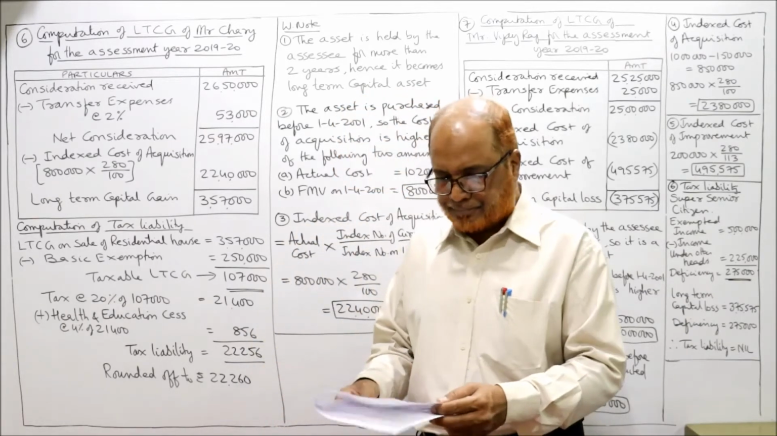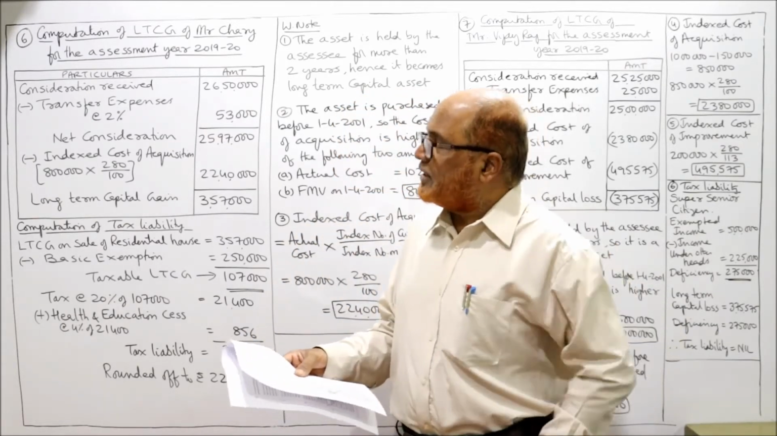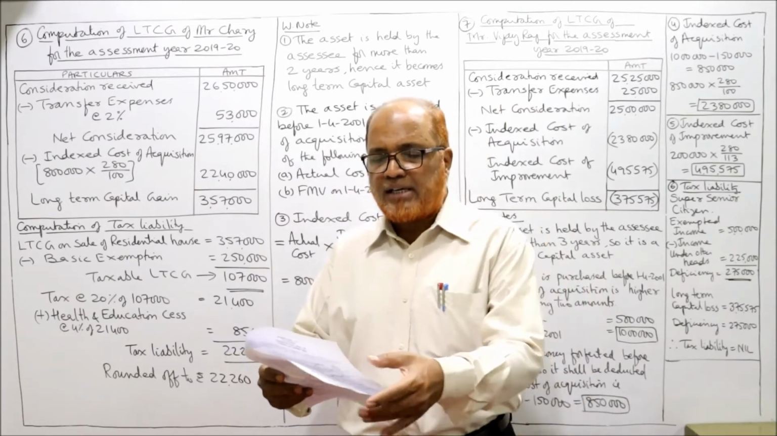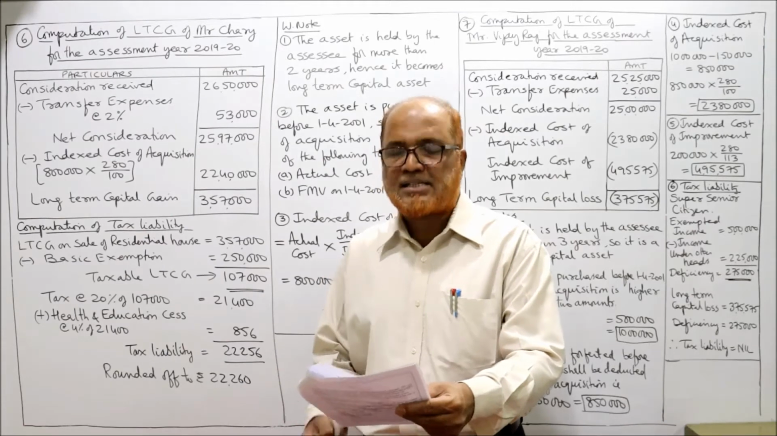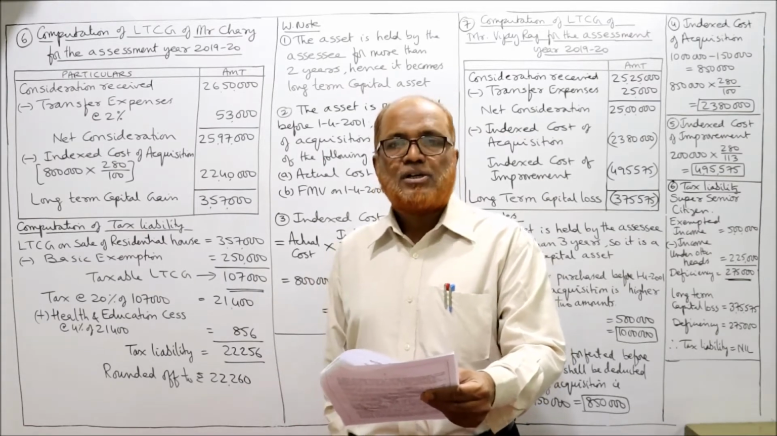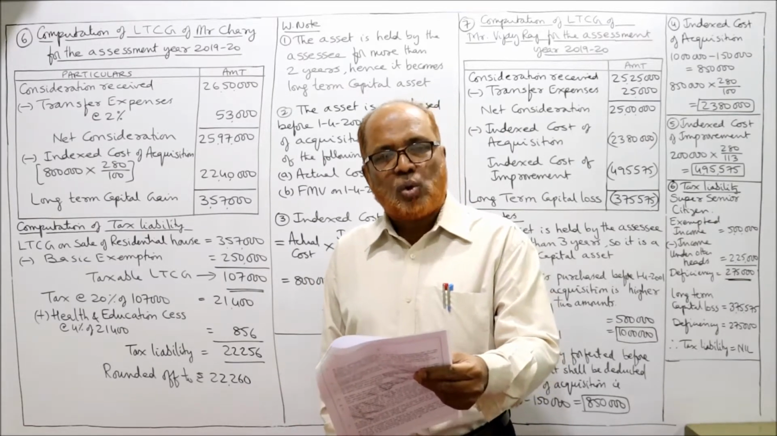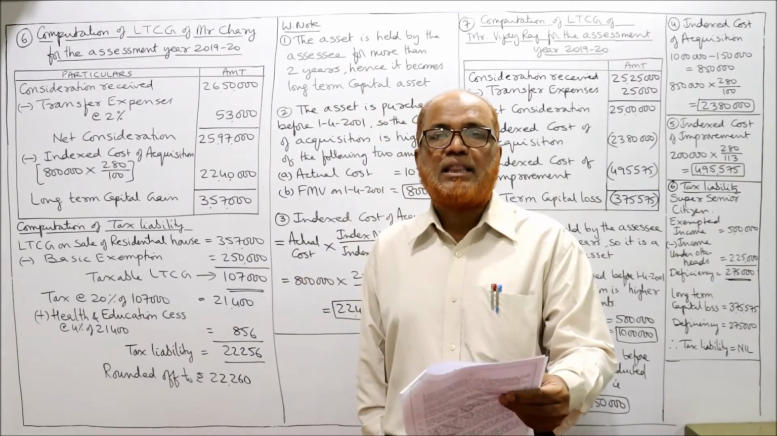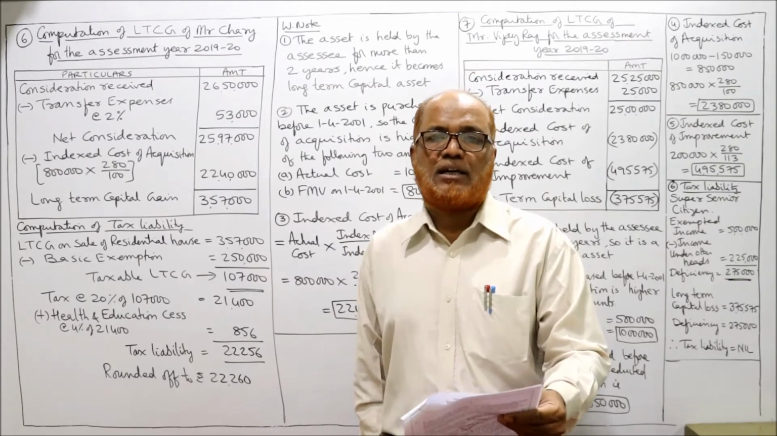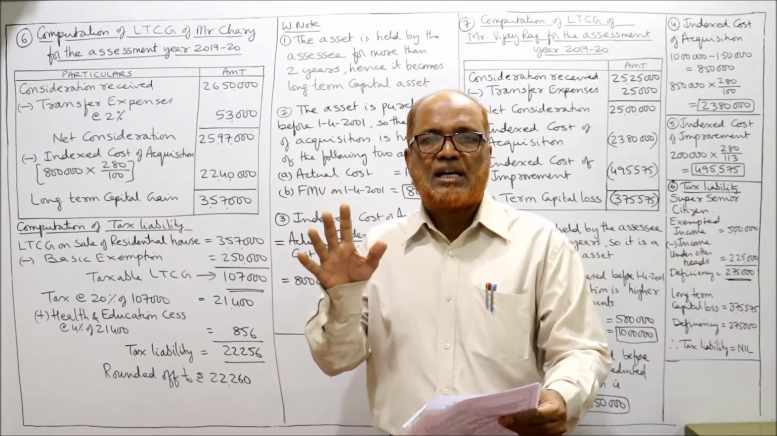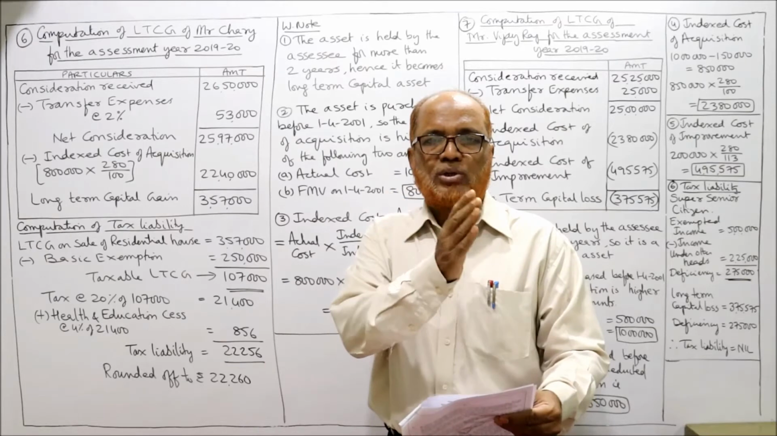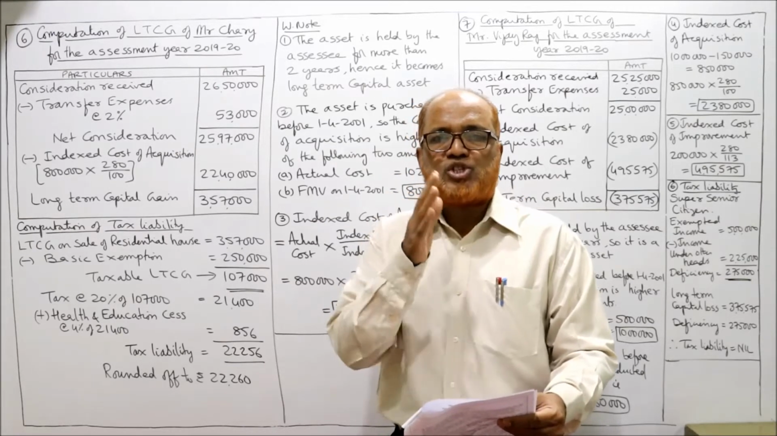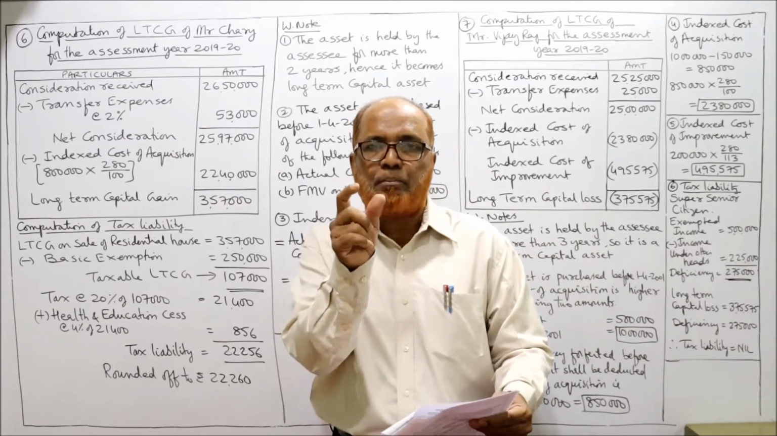Now, I am going to read out the sixth problem. Carefully listen to the problem. Mr. Chari sold his residential house for rupees 26,50,000. So, Mr. Chari, an assessee, sold the property, a residential house, for 26,50,000 on 10th August 2018. Remember, our previous year is 18-19, 2018 to 2019: 1st April 2018 to 31st March 2019. This is our previous year.